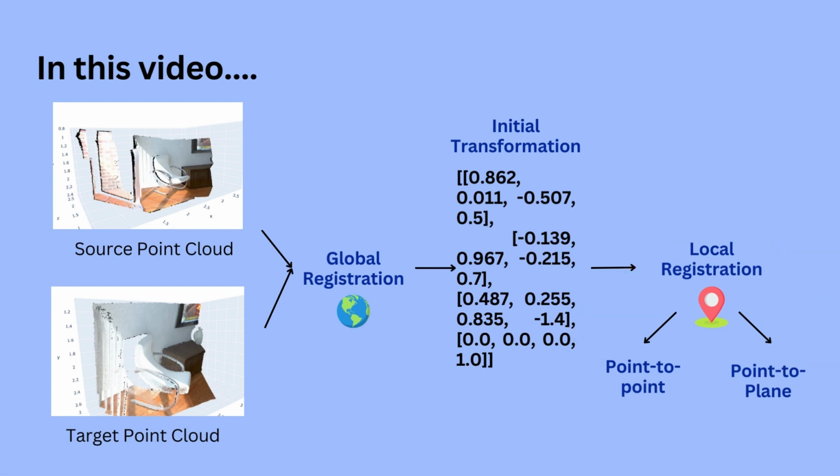And then we're going to apply the local registration method, the iterative closest point, the ICP. And we're going to apply the two types of ICP that we've looked at today, which are the point-to-point and the point-to-plane. So let's get to coding.